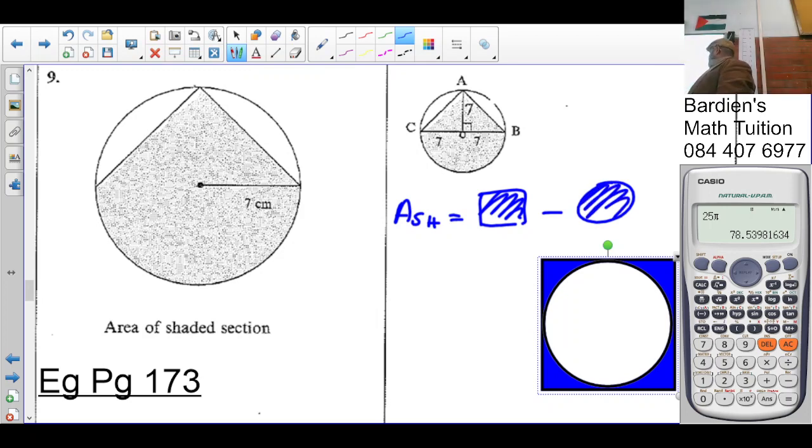We'll give you that area. But sir, how do you want to get the area? How do you get the area of a circle? Pi r squared. The area of a square, side squared.